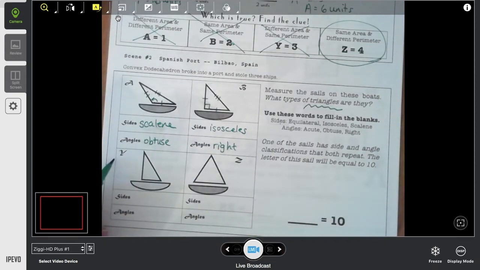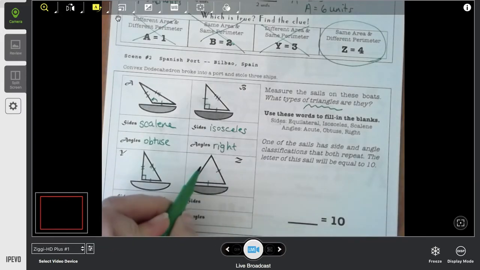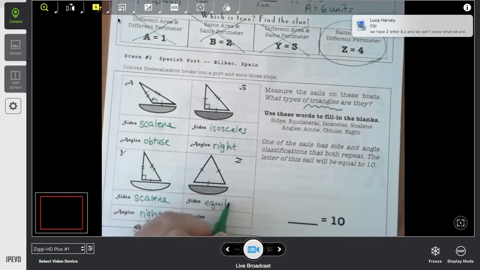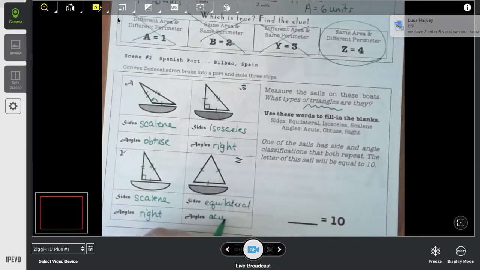Okay, I see that right angle again, so that's a right triangle by its angles. Short, middle size, long. So this one is also scalene, 3 different sides. This one has 3 sides of the same length and 3 acute angles. So if they're the same length, it has to be an equilateral, and the angles have to be acute, right?